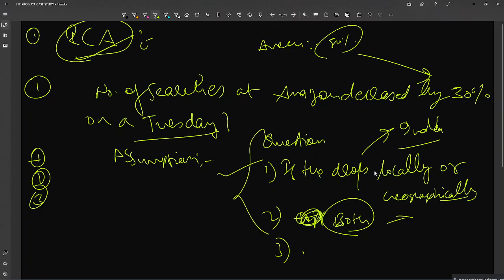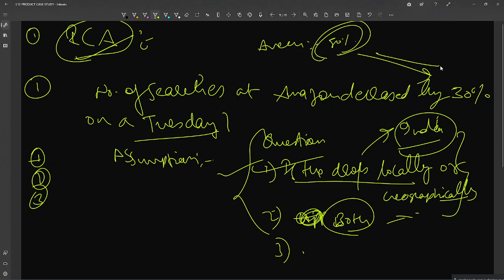See, first you asked clarifying questions, so what Suman has asked makes sense. The first question was whether the drop was local or geographical. I said India. You asked about the percentage. I told you that the average monthly search percentage is around 50%, and now it has dropped to 30%. These are the questions you have asked. Now you have to make some assumptions and then give answers to the interviewer. How would you approach?